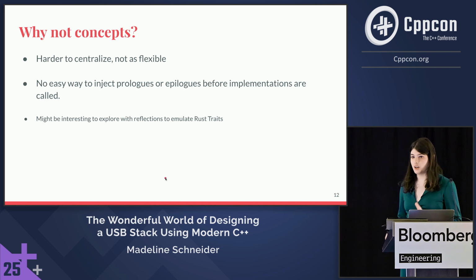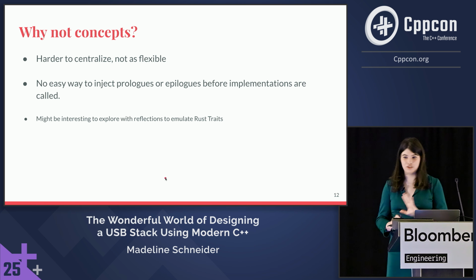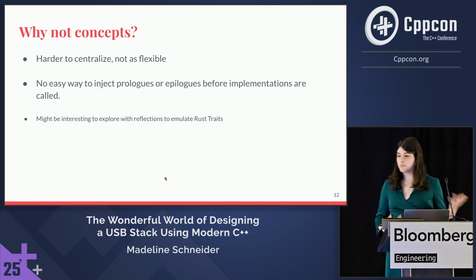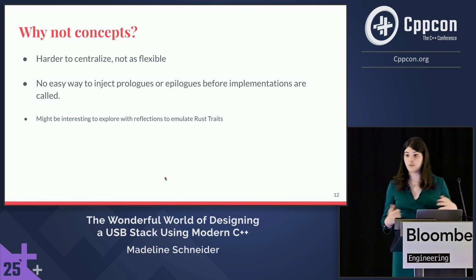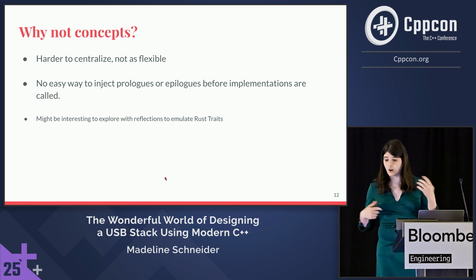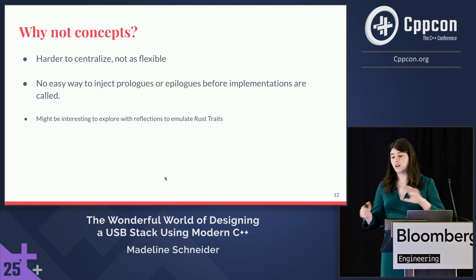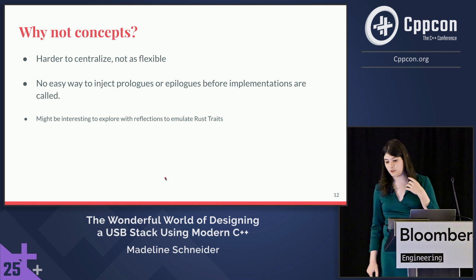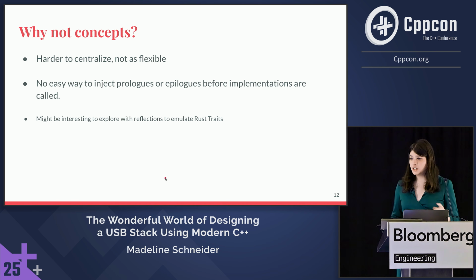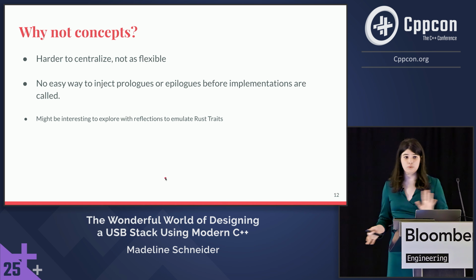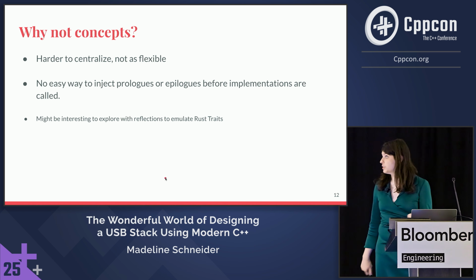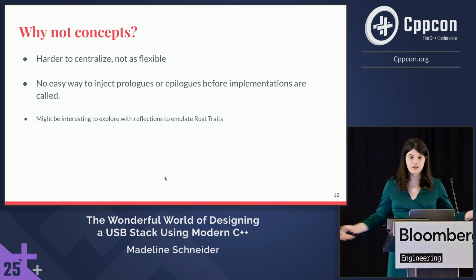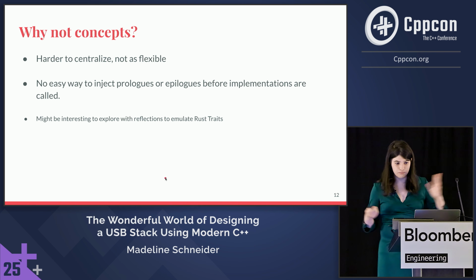Okay, why not concepts? I want to preface this by saying I love concepts. I use them as much as I possibly can. They're lovely. However, we don't believe that they're the right tool for this particular thing, for making interfaces. They're harder to centralize, and they're not as flexible. It's hard to keep track of them. There's no easy way to inject prologues or epilogues without breaking everyone's implementation. I do think that reflection will bring even more power to concepts and actually get to a place where we can emulate Rust traits. A trait is an interface in Rust that can do some fun things.